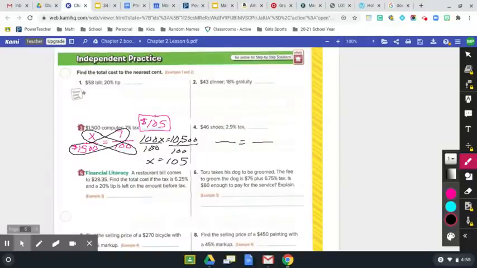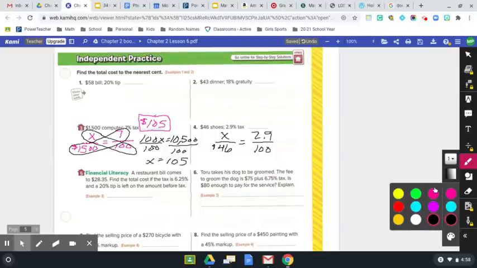And right away, let's put that percent over 100. 2.9% out of 100%. Every time you set these up, the regular price, the whole price is going to go in that denominator. There's your $46 shoes. And you're finding the part. You're trying to find the part, the small piece, the tax on those shoes. Okay, let's do it again.